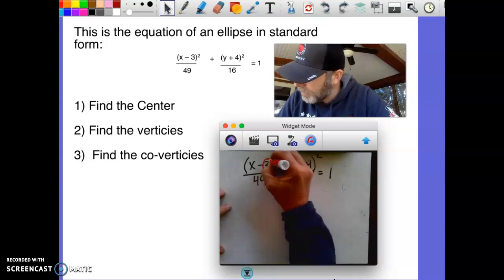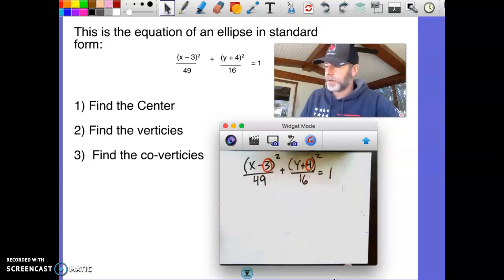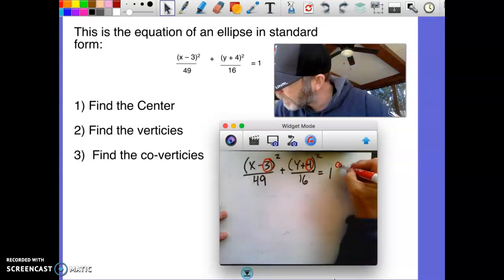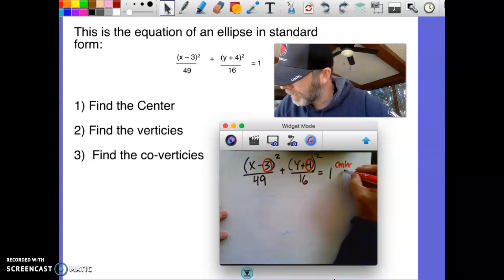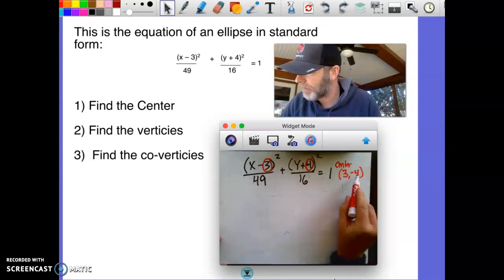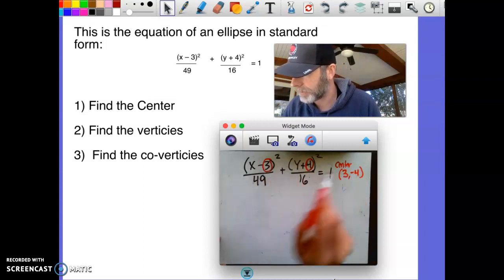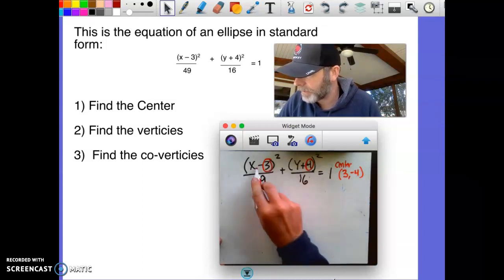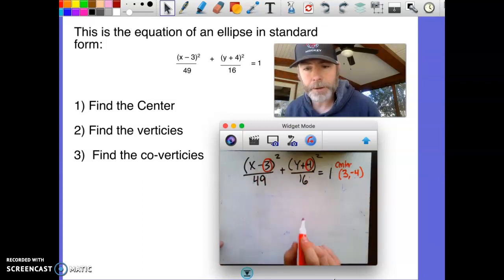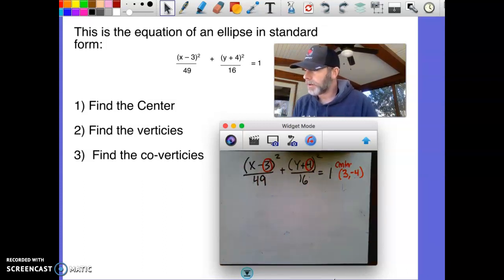We locate the center by these two numbers here. Okay, so off to the side or somewhere, we're going to write center, and we're going to write 3, comma, negative 4. Just like I did with circles, notice how this sign is opposite from what I see, and the same thing with the first one. And it comes in that order. The x is with the x, and the y number goes with the y. Okay?